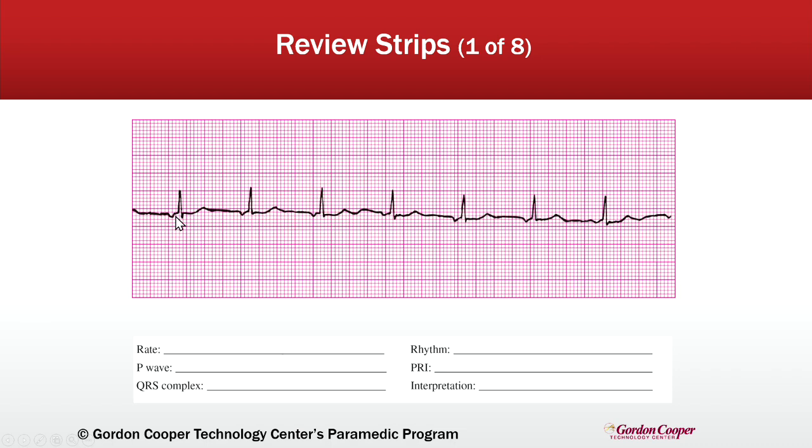Now let's look at our P wave. We do have a P wave, however, it's inverted. You see that it's inverted. PR interval, we do notice it's probably a little bit short. As we mentioned, that could be a shortened PR interval. So by our standards, this would be accelerated junctional.